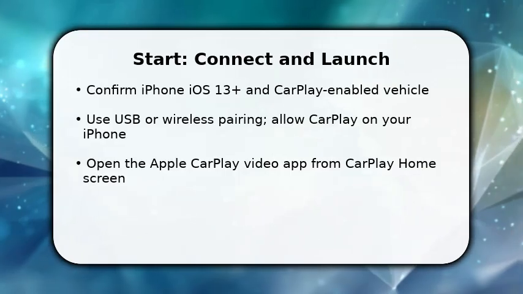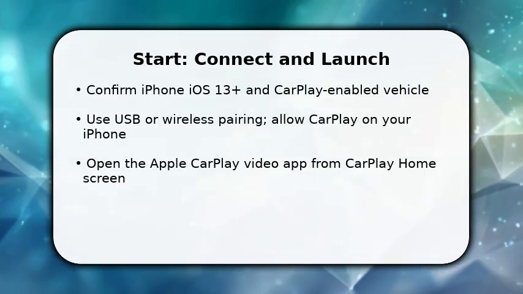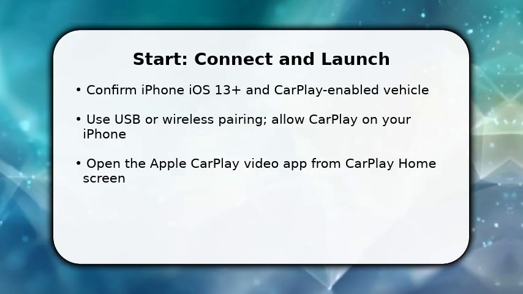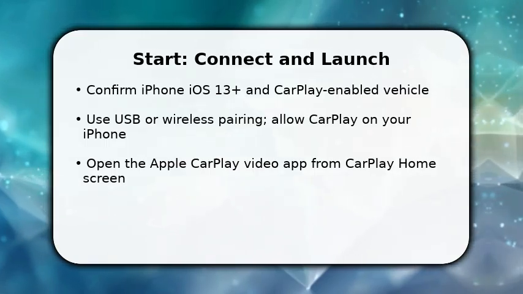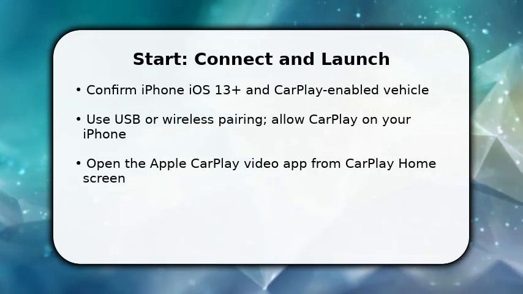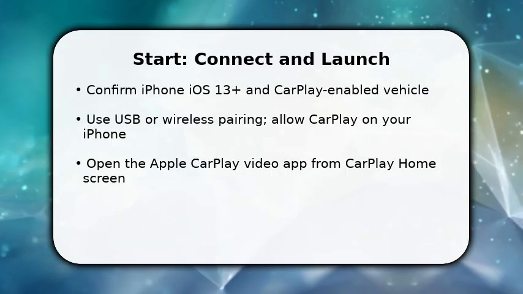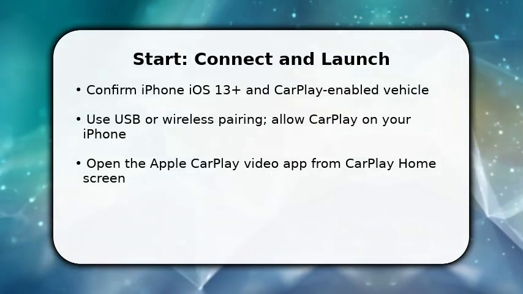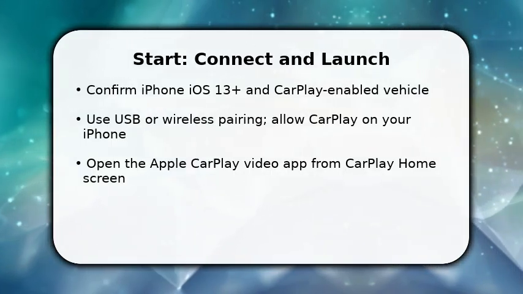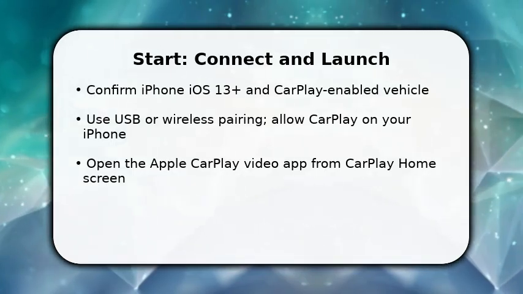You begin by connecting your iPhone, use a certified USB cable, or set up wireless CarPlay if your vehicle supports it. Once connected, unlock the phone and allow CarPlay access when prompted. Open the CarPlay Home and tap the Video app. You may need to enable video playback in the app's CarPlay settings on your iPhone. This gets the app running on the car display while keeping permission and safety checks handled automatically.